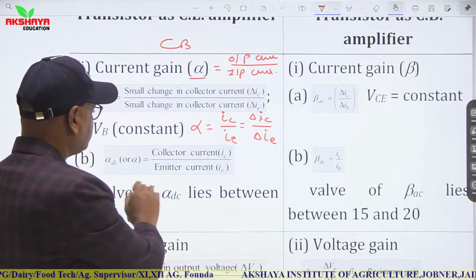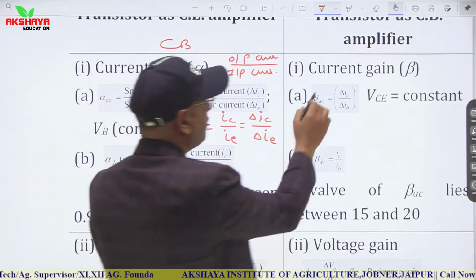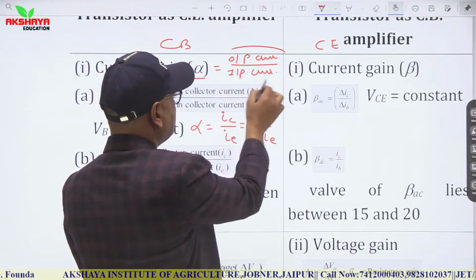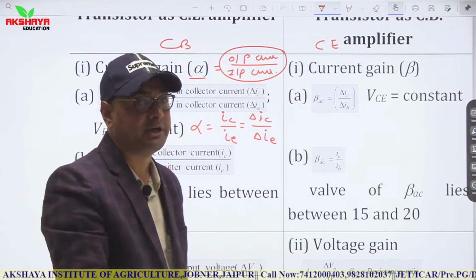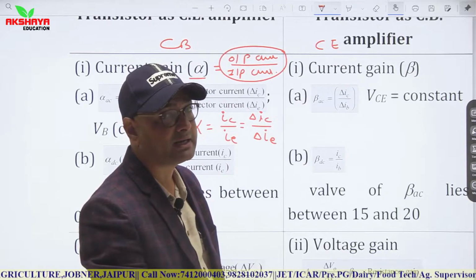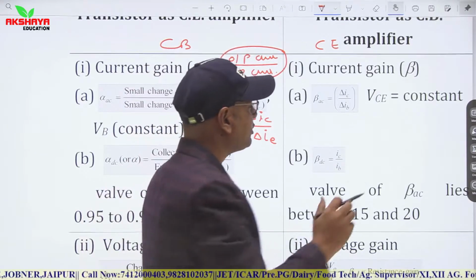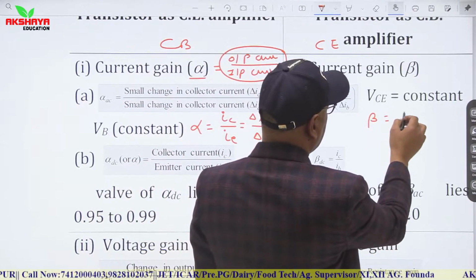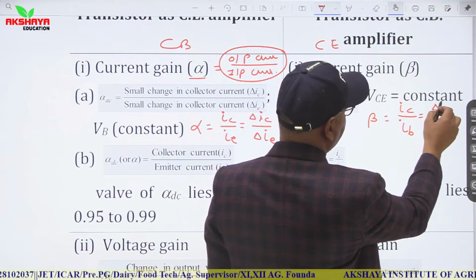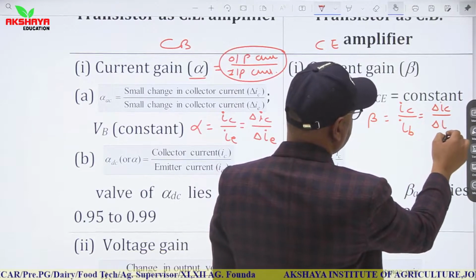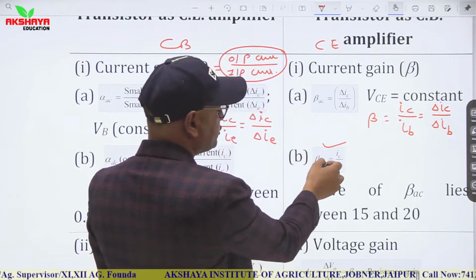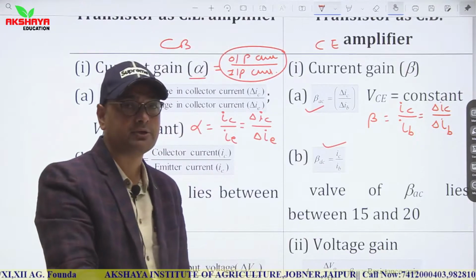Similarly, if we talk about current gain in CE configuration, the concept is again similar. This is the general formula, output current with respect to input current. In case of CE amplifier, we know that the input current is the base current IB and the output current is the collector current. So again, beta is equal to IC upon IB, or we can say del IC upon del IB. So this is the concept of current gain. This one is in the form of DC, meaning constant value. This is in case of dynamic values, meaning AC.